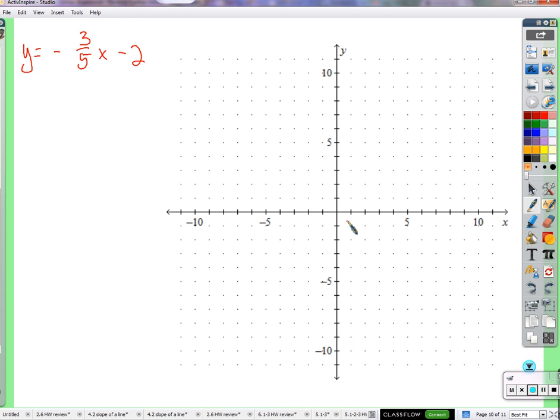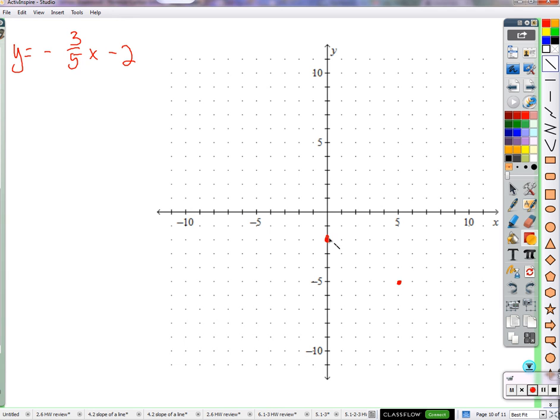Starts off, where on the y-axis? -2. Then, every 5 seconds, it goes down three. I feel like Colby's gonna do well on this. Me too, if I'm paying attention. Shh. If you're paying attention, good. You are not.